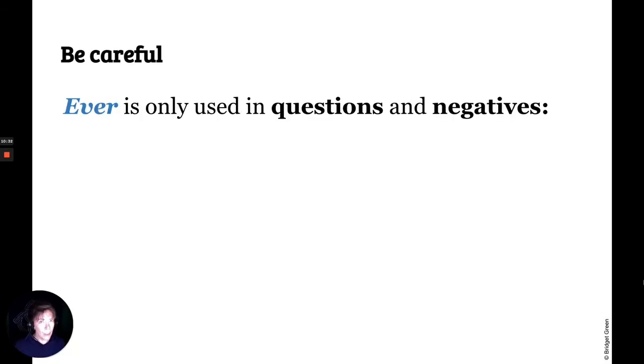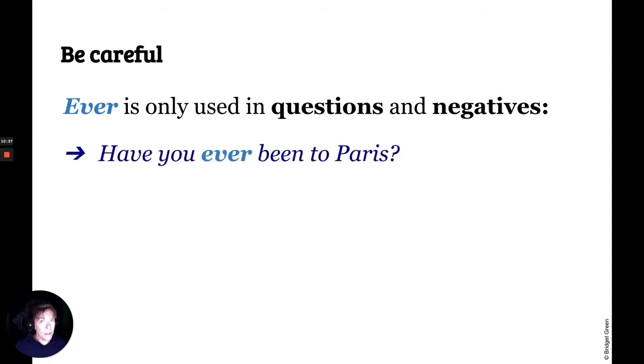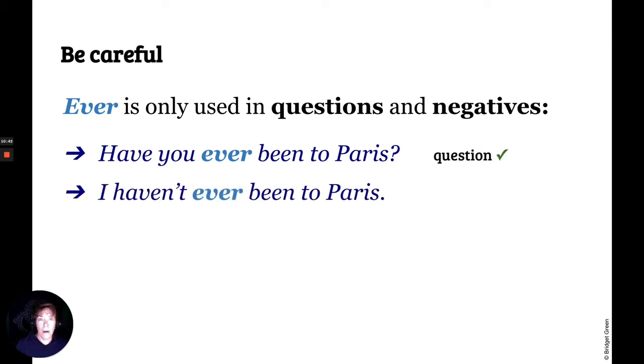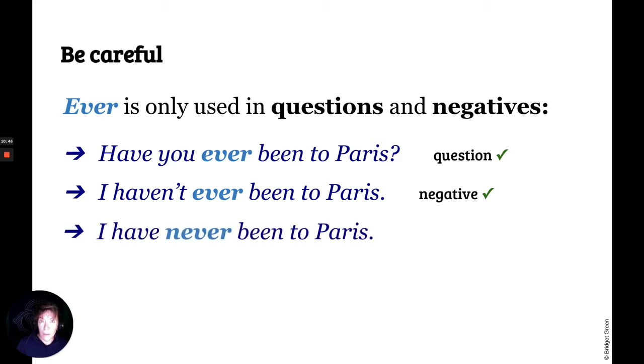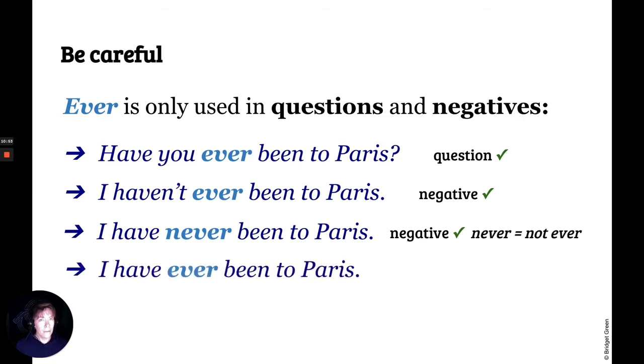Ever is only used in questions and negatives. So here, have you ever been to Paris? That's good because it's a question. I haven't ever been to Paris. That's a negative. Good. I have never been to Paris. Also a negative because it means not ever. And finally, I have ever been to Paris. That's wrong. Ever is only used in a question or a negative. I have been to Paris.